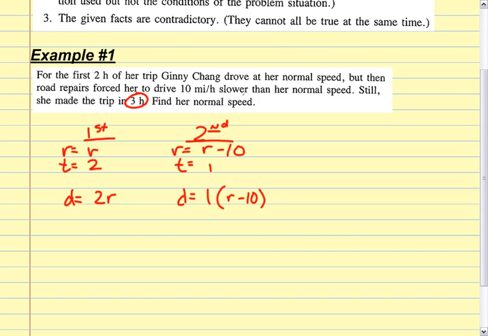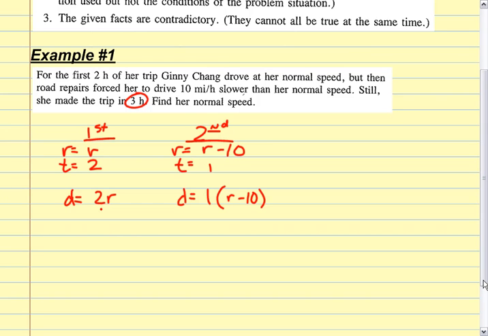Now, at this point, what we've done in the past, we've said, okay, either these 2 distances are equal to each other, or we add these 2 distances to get the whole distance of the trip. Well, let me ask you something. Do we know that the first part of her trip is the same distance as the second part of her trip? We don't know that. Do we know that the 2 distances will give us the total amount of her trip? Was it a 1,000-mile trip? Was it a 20-mile trip? We don't know. This doesn't give us any numbers about distance whatsoever.